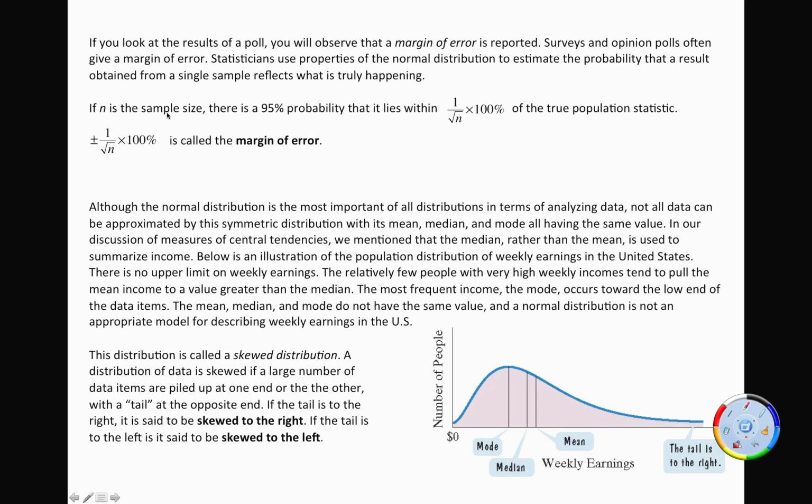If n is the sample size, there is a 95% probability that it lies within this value of the true population statistic. So this, plus or minus 1 over the square root of n times 100% to change it to a percent, is called the margin of error.